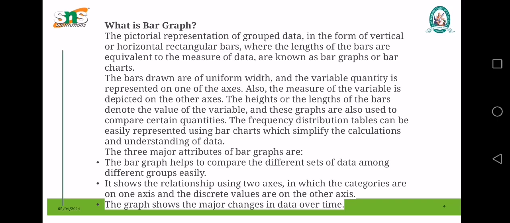These graphs are also used to compare certain quantities. The frequency distribution tables can be easily represented using bar charts, which simplify the calculation and understanding of data. The three major attributes of bar graphs are: the bar graph helps to compare the different sets of data among different groups easily. It shows the relationship between two axes in which the categories are on one axis and the discrete values are on the other axis. The graph shows the major changes in data over time.